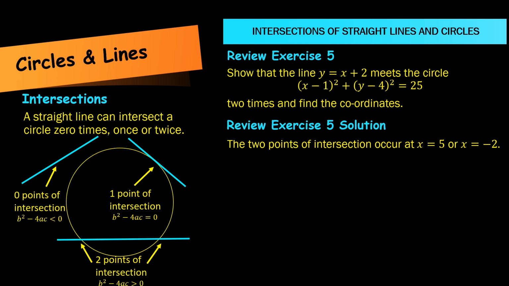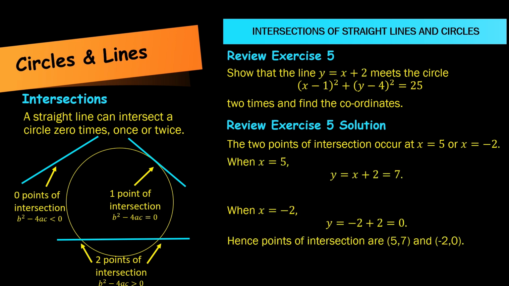When x equals 5, y is equal to x plus 2, which equals 7, by substituting x equals 5 in the equation of the line. Similarly, we can find the y value when x equals minus 2. Again, substituting in y equals x plus 2 gives us that y equals 0. Therefore, the points of intersection are 5, 7 and minus 2, 0, as shown.